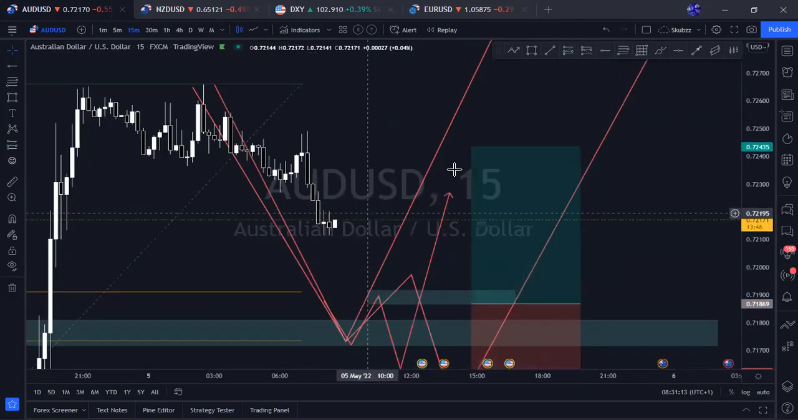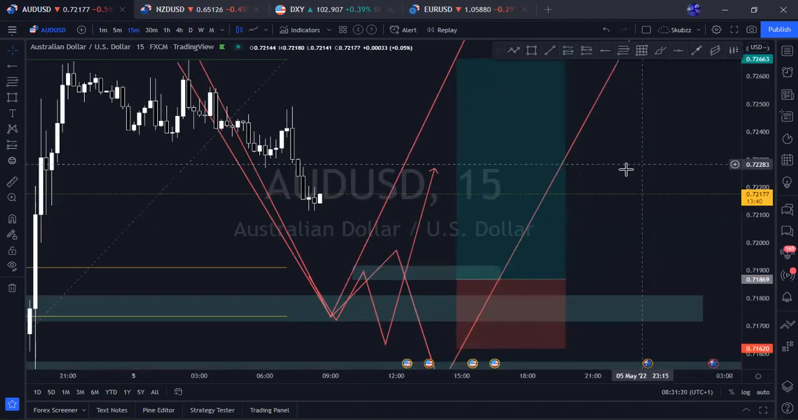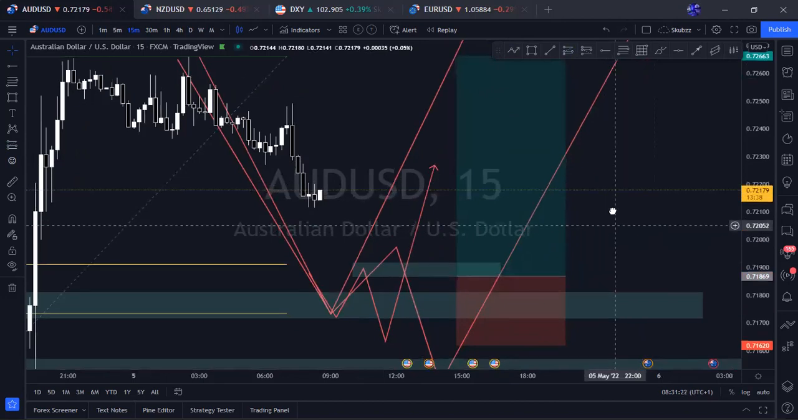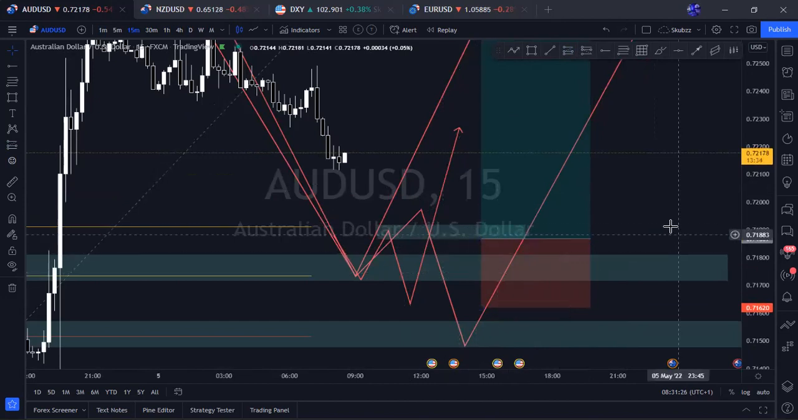Or you can use candlesticks. If you're using candlesticks, then you enter at the close of the rejection candle, either a bullish engulfing, a doji candlestick, or a hammer candlestick. Do you understand? So those are two of the scenarios that can happen.